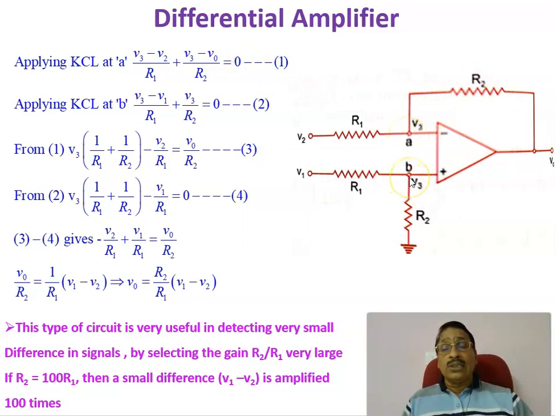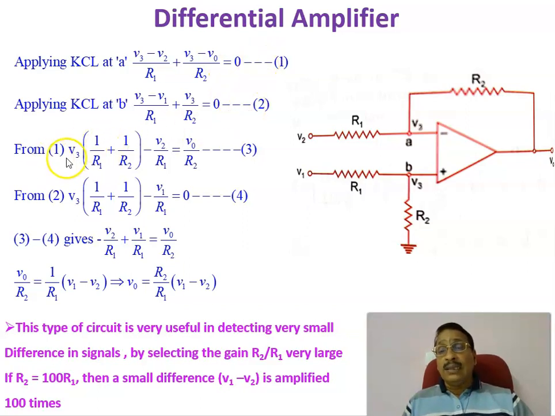Similarly, applying Kirchhoff's current law to node B, V3 is the terminal voltage, so (V3 minus V1) divided by R1 plus this current, (V3 minus 0), or V3, divided by R2, is equal to 0. Therefore, applying KCL at nodes A and B, we write equations 1 and 2.